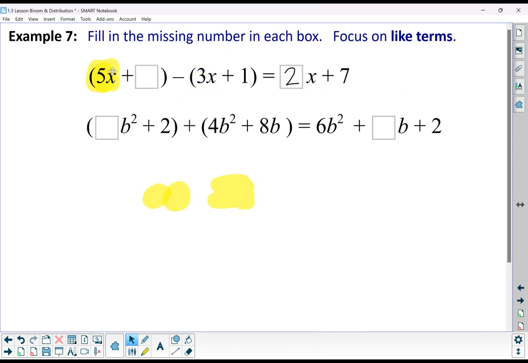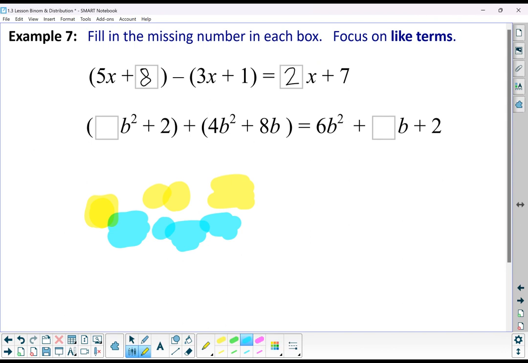Let's get rid of this. And now I'm going to focus on the constants. So this is a constant plus this mystery number. I've got a minus 1, and it needs to add up to 7. So something minus 1 is equal to 7. That mystery number over here must be 8. 8 minus 1 gives me 7. And if you want to highlight your paper in different colors to help you focus on like terms, that is a great strategy.